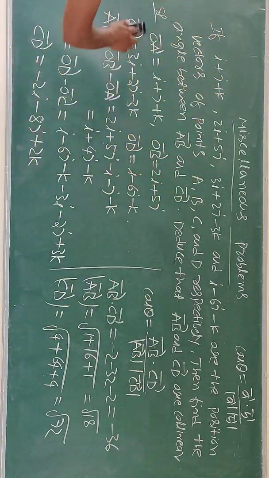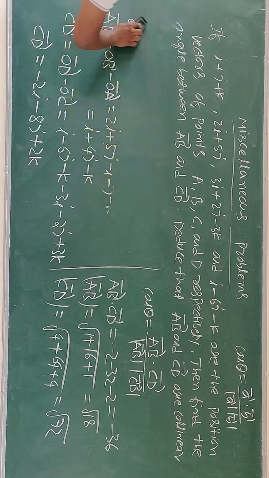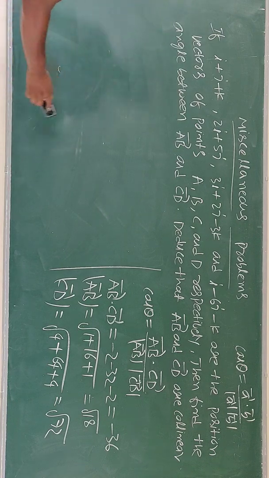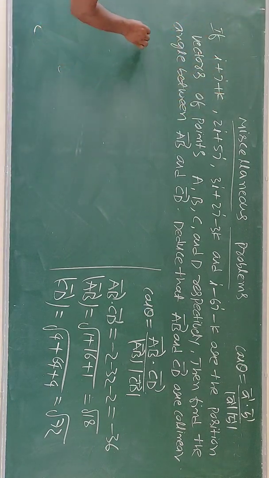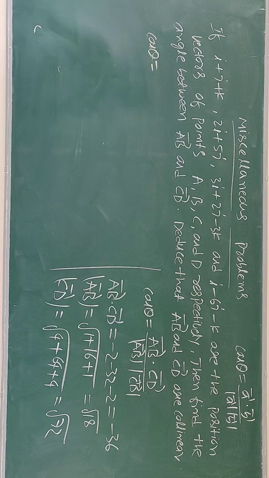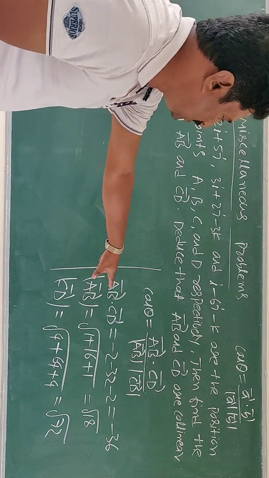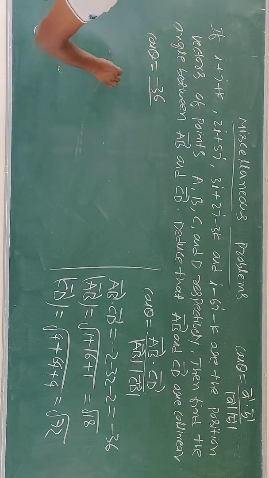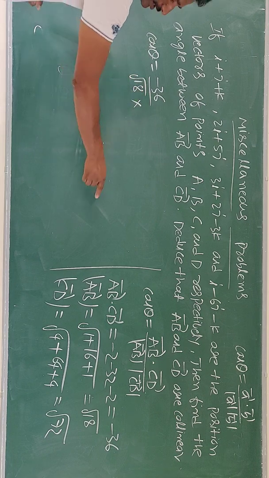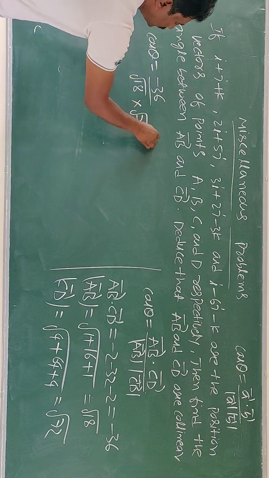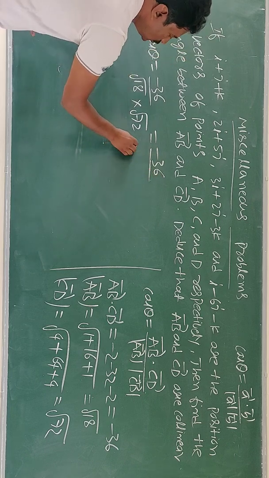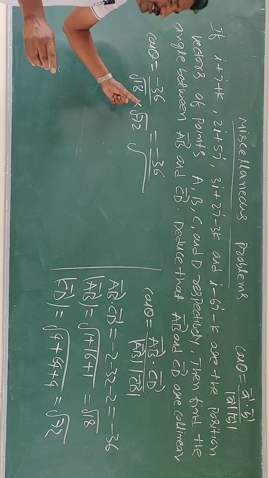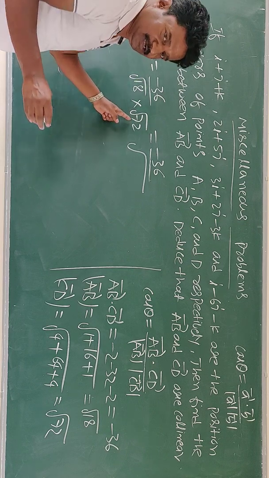Substitute in that cos theta formula, students. Cos theta is equal to AB dot CD, minus 36, by length of AB, root 18, and length of CD, root 72. Use calculator. Root of A into root of B is root of A into B. Tell me how much is 18 into 72, sir?